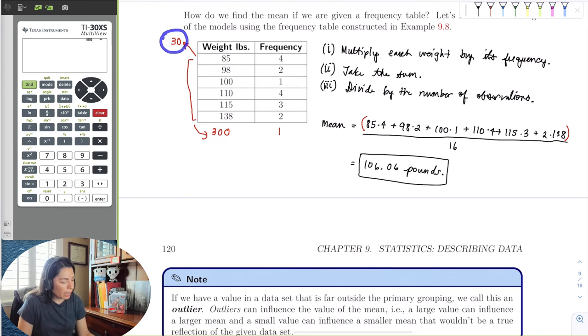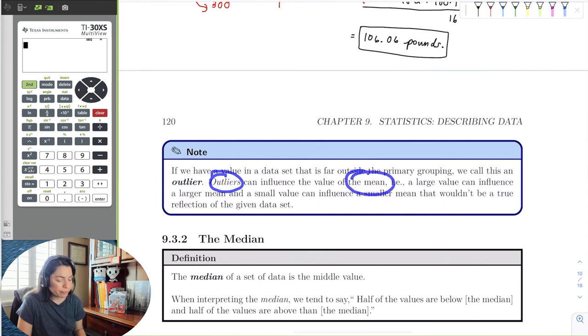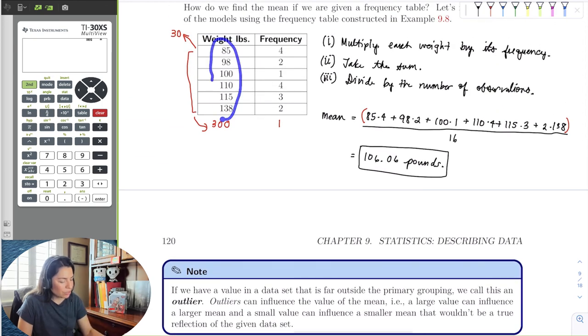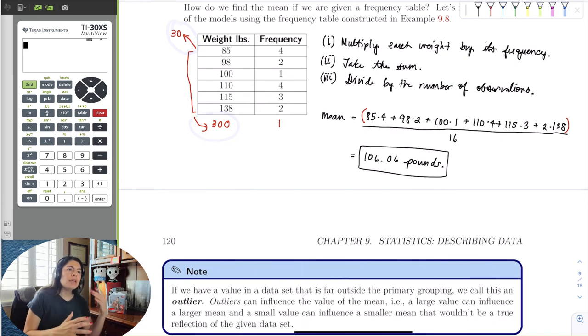If you added a smaller weight, it's still adding here, right? And it's going to weigh this just a nudge, right? But the point is when you have outliers, they can influence the values of your mean. So a large value can influence a larger mean, and a small value can influence a smaller mean. And it just wouldn't be true to the scope of the data, right? Here's your scope. When we start adding outliers, it's going to give an untrue reflection of your data. So we just want to be aware and be careful that we understand that the outliers do exist, and we can find boundaries in which any data value in our set outside these boundaries will be outliers. And again, in this class, we don't really need to worry about that, but you need to know that they are out there.